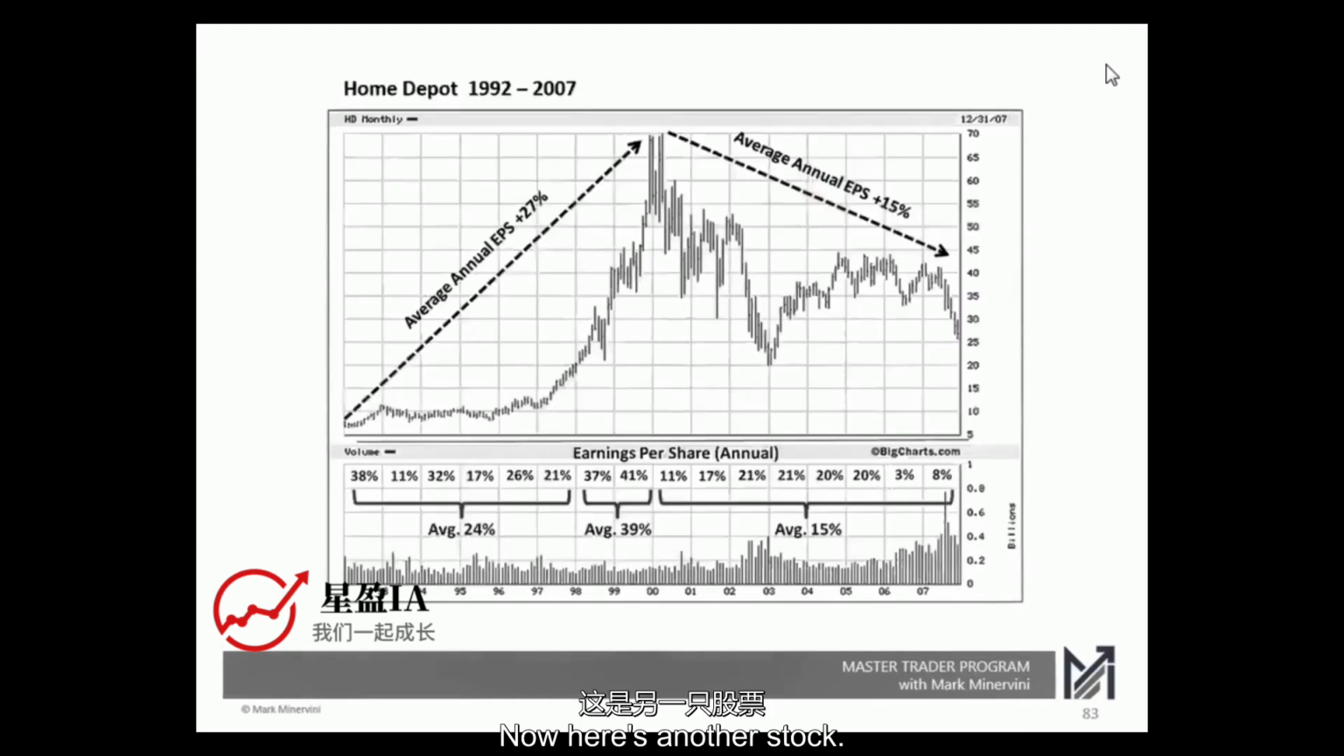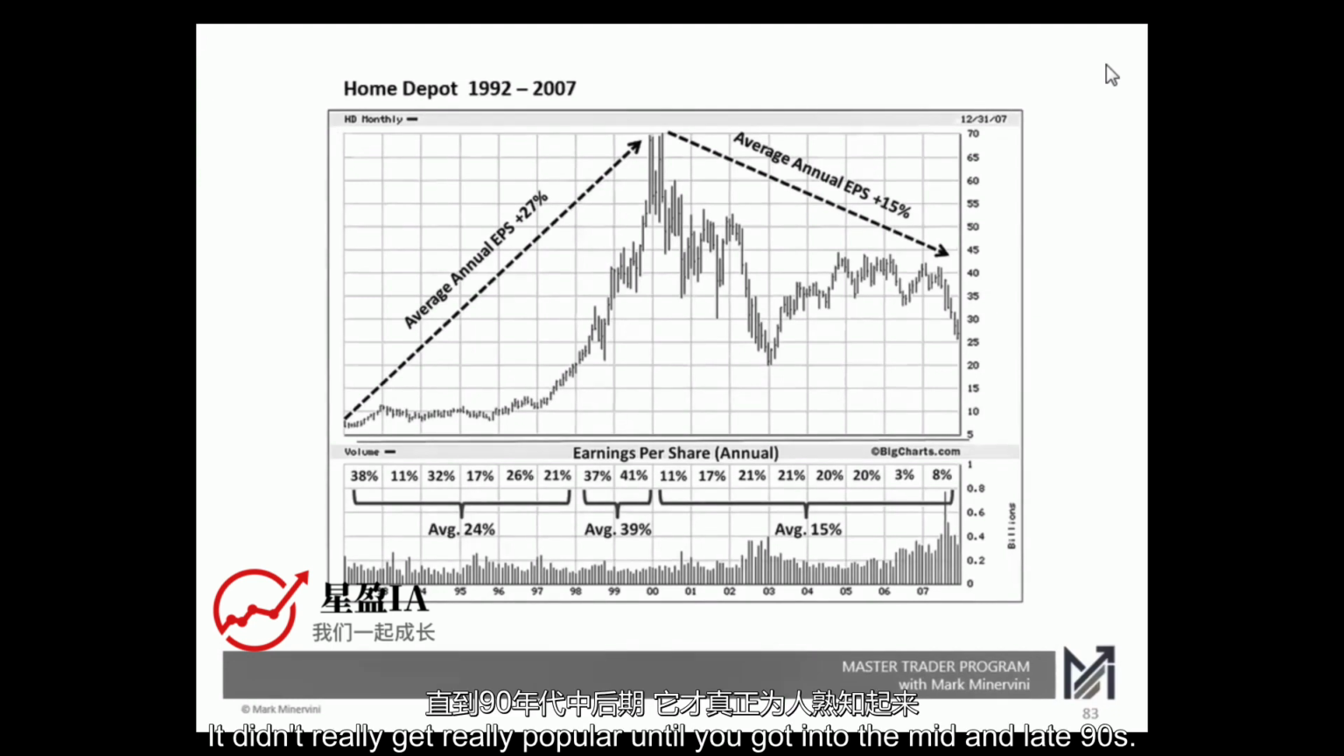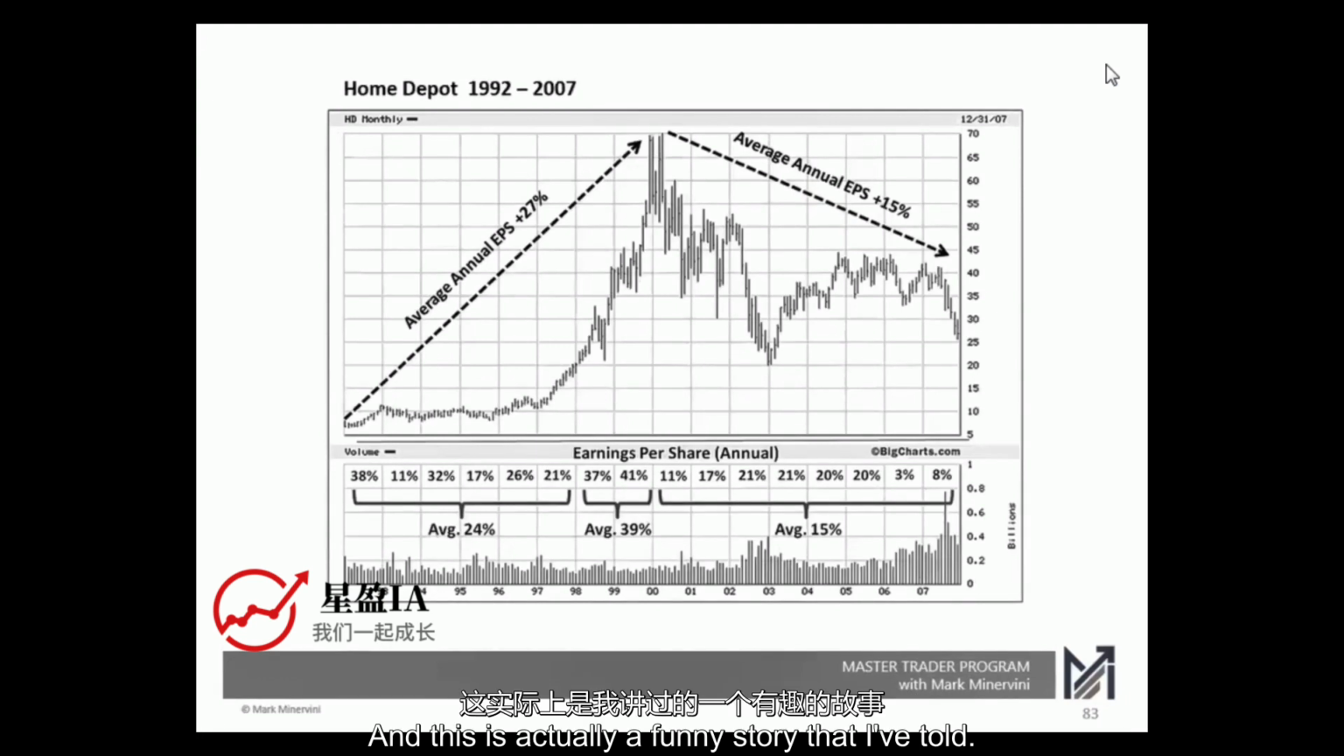So now here's another stock. This is Home Depot. Everybody knows Home Depot. But I'll tell you, back in the 90s, particularly in the early 90s, Home Depot was not a widely known name. It didn't really get popular until you got into the mid and late 90s. And this is actually a funny story that I've told. Some of you may know that I was an advisor to the traders over at Soros Management. And I went to meet with George Soros's people.